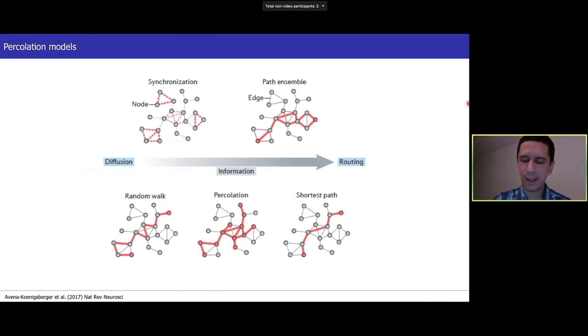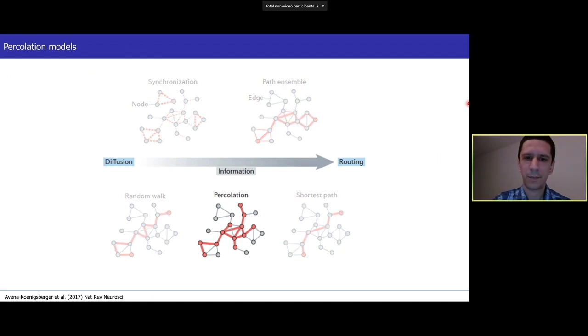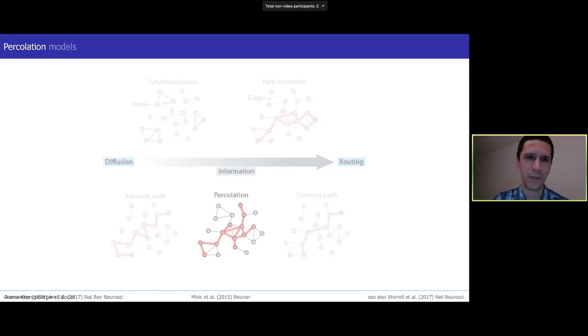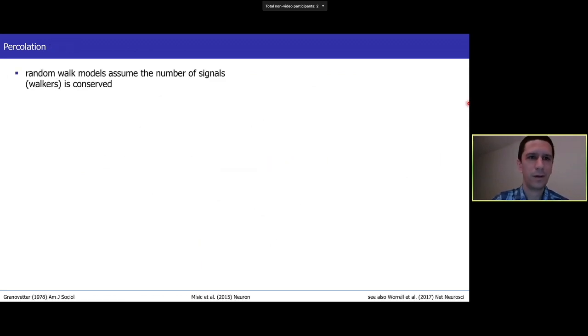So finally, I want to just talk briefly about the idea of percolation models, which take the idea of random walks and diffusion, but with a little twist. With random walk models, what we are assuming is that the number of signals or walkers is conserved. So if I drop one random walker, that walker will walk around forever. If it's 2 or 3 or more, there will always be that many walkers.